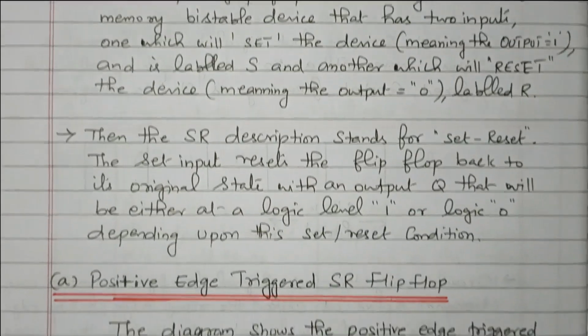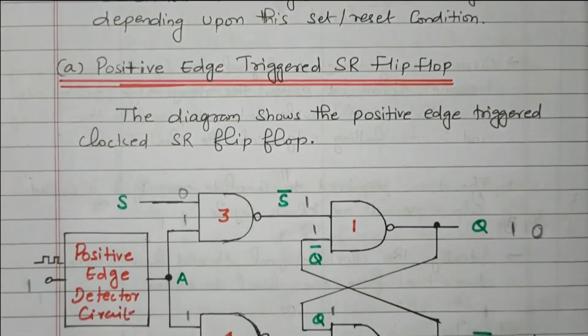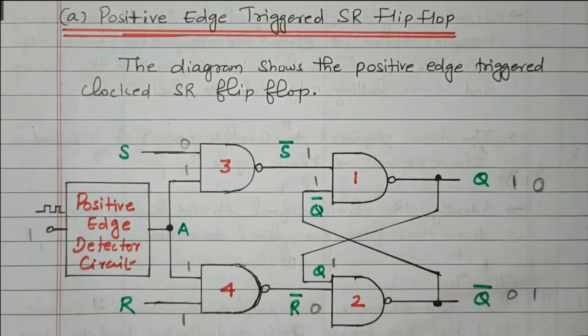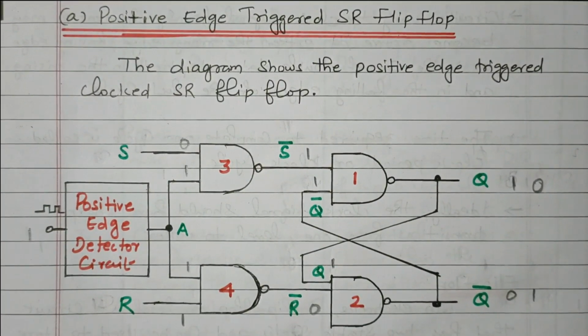Now we'll see the diagram of the SR flip-flop. There are two types available, positive edge and negative edge. Positive edge means whenever the clock pulse rises, the circuit will be executed, the output will be executed. Negative edge means whenever the clock pulse goes down to 0, it will execute. So here now we'll see the positive edge. Whenever the clock pulse increases, whenever the clock pulse becomes high level, then the circuit will execute.